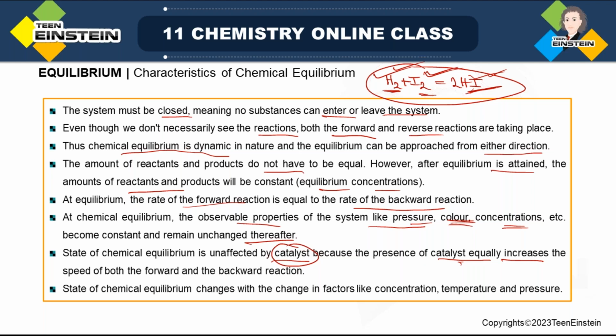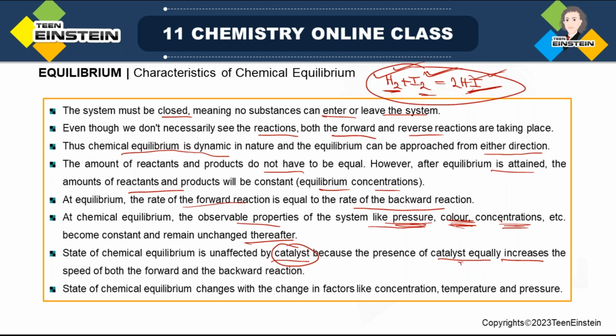State of chemical equilibrium changes with the change in factors like concentration, temperature, pressure. Now this is a very important point, the last point, because based on this we will discuss a principle, probably not in today's class, the Le Chatelier principle. Once the chemical equilibrium is reached, it is true that observable properties are not changed; naturally these are fixed, pressure fixed, color fixed, concentration fixed.